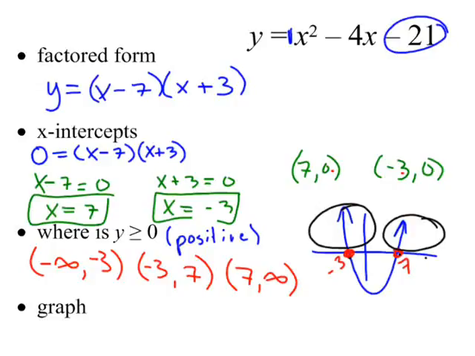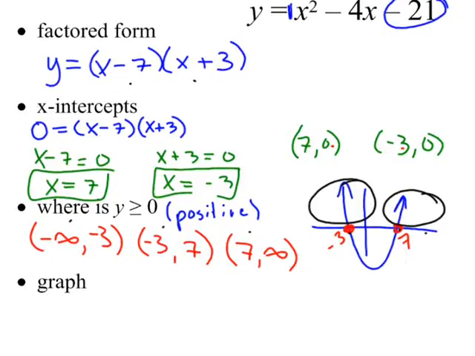And now what I have to do is I just have to check by testing a value in each one of these intervals into my factored form and see if I get a positive number or a negative number. Again, we're just learning this, so just take our time with it. So I pick a number between there, say -10. If I put -10 in here, I end up with -17 and -7. And if I multiply two negatives together, I end up with a positive number. So I know that in that interval, my y is positive.